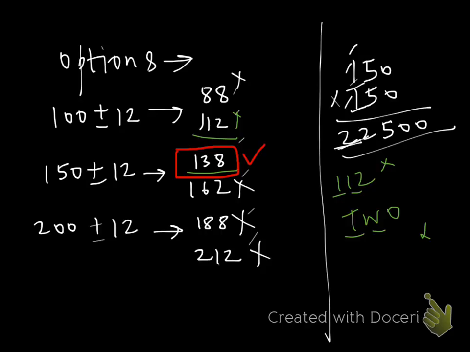So our answer is: TWO is 138. That's it. This was it. TWO is 138.